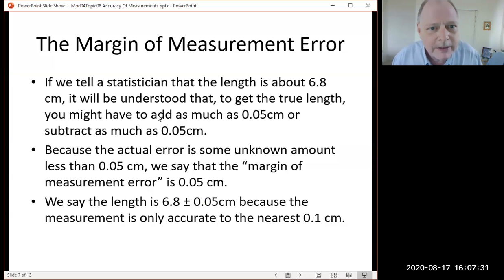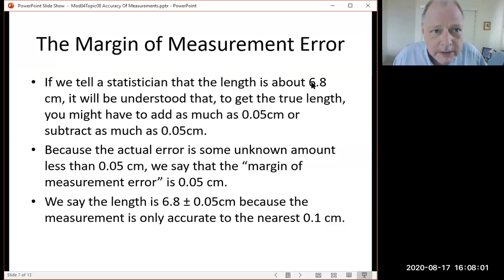And so to get from the 6.8 that you wrote down over to the really correct answer, which we don't know, you might have to add or subtract some unknown amount. You might have to add or subtract as much as 0.05 centimeters, or subtract 0.05 centimeters.